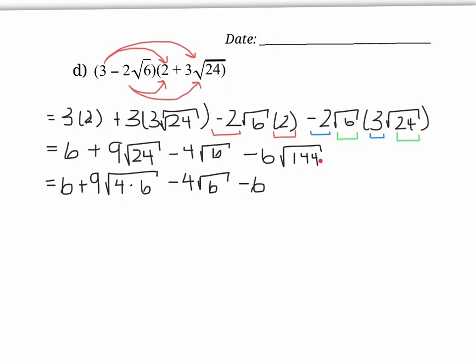How about a perfect square that's within 144? Well, isn't 144 a perfect square? Don't we know the square root of 144? Yes, it's just 12. So let's replace this with just 12.